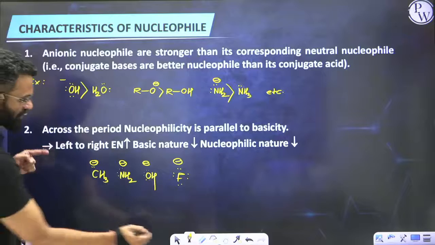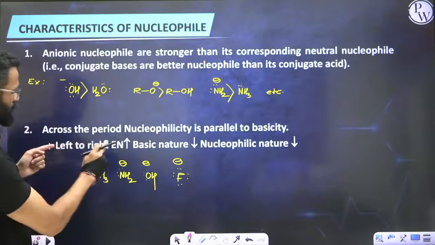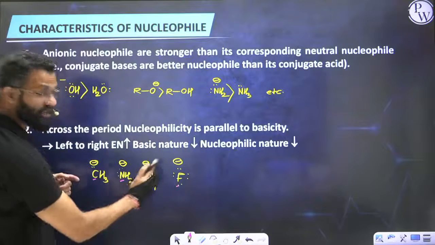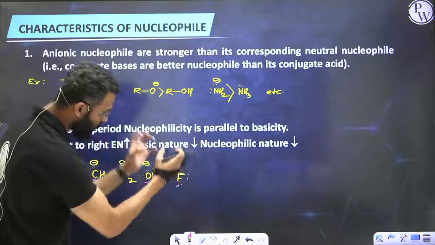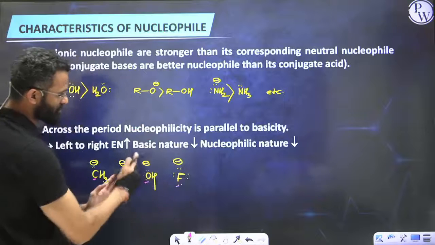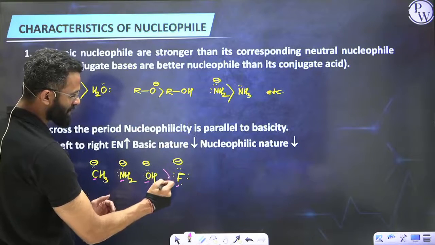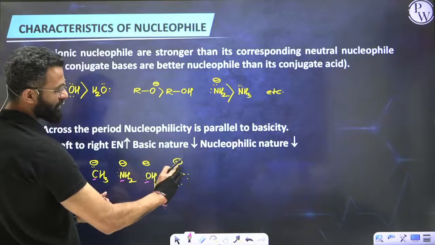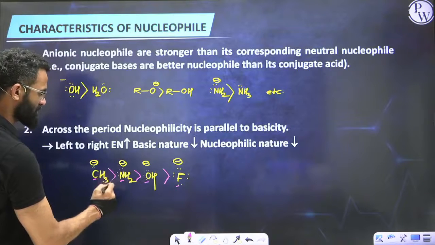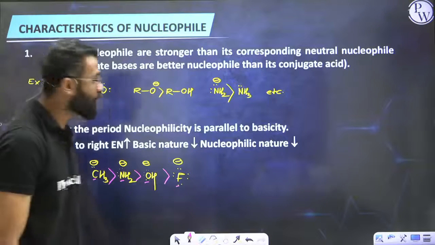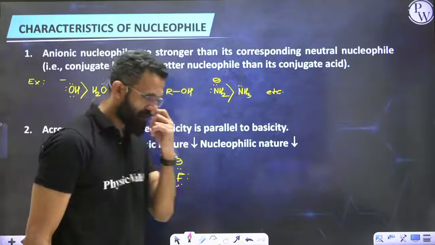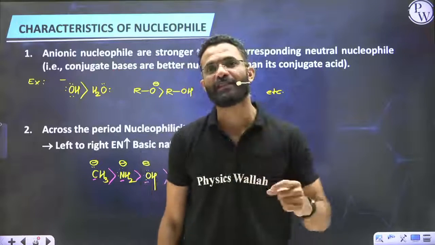As we move from left to right, electronegativity increases from carbon to nitrogen to oxygen to fluorine. Electronegativity increases, meaning the ability to hold electron density is more, meaning the tendency to donate electron density decreases. So basic nature will decrease. F, being most electronegative, will be least interested in donating. If donation ability decreases, nucleophilic nature also decreases. Guys, this is what we have discussed just now. So that's going to be the nucleophilic order across the period. So, four points overall.